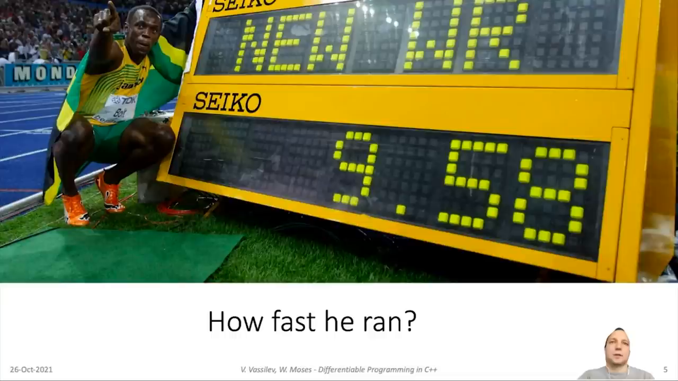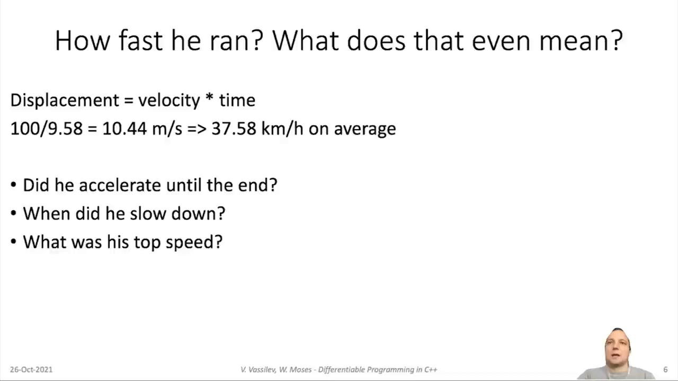Bolt improved upon his second 100 meter world record of 9.69 with 9.68 seconds in 2009. And that is the biggest improvement since the start of the electronic timing. He has also broken twice the 200 meters world record. But how fast did he run? And what does that even mean?